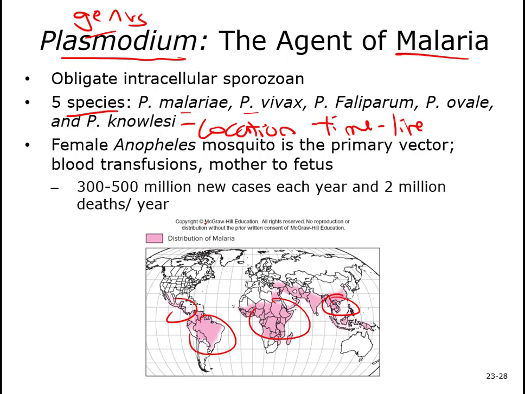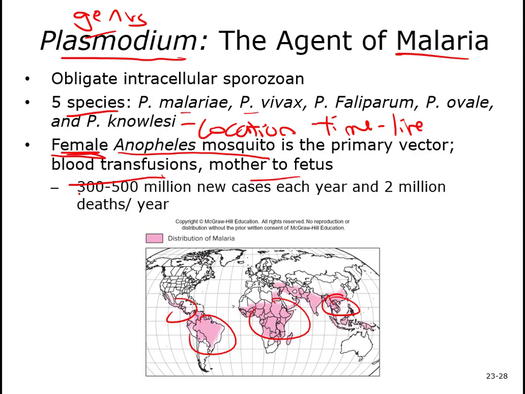But all of these Plasmodium species are carried by the same insect vector, and that vector is always a female. It has to be a female Anopheles mosquito. So these mosquitoes are the primary carriers of Plasmodium. Now, because Plasmodium can replicate inside red blood cells, it is possible for someone to get Plasmodium through a blood transfusion. It also can pass mother to fetus.